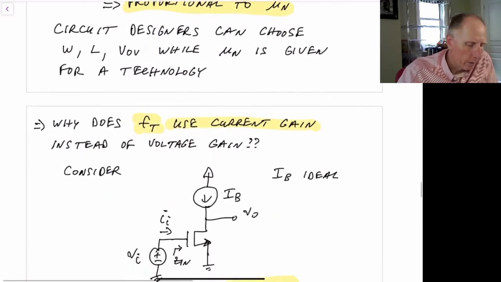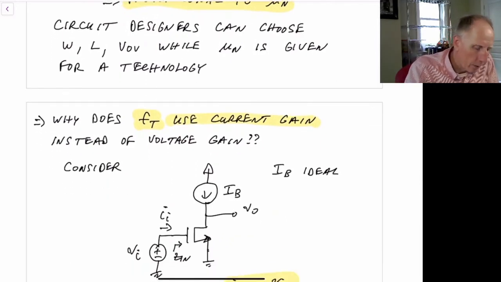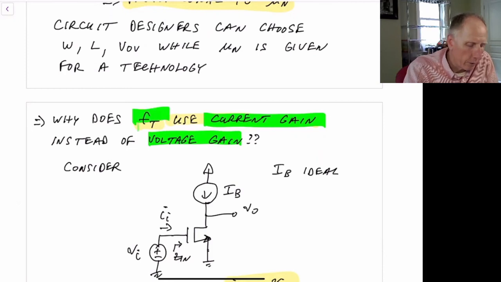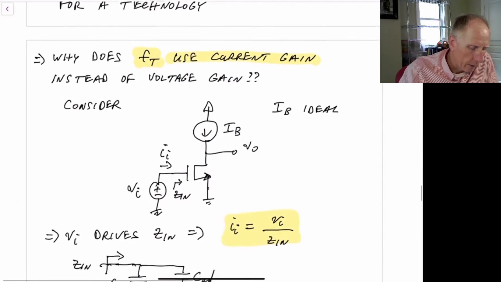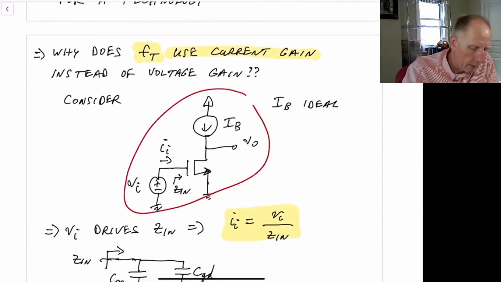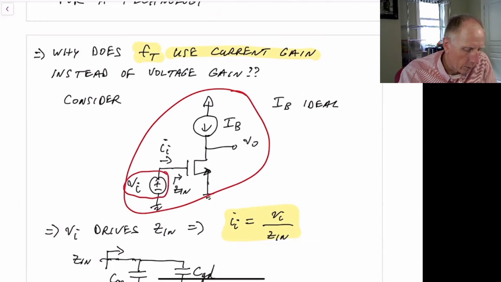So the next question we have is, why are we using a current gain? Why don't we use a voltage gain in order to find our unity gain frequency? Well, let's look at that for a second. Let's imagine somebody came along and said, we're just going to do the similar thing, but we'll use an ideal current source, and we'll have a voltage source which is ideal driving a transistor here.